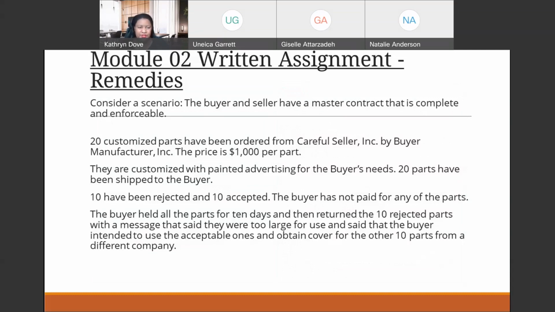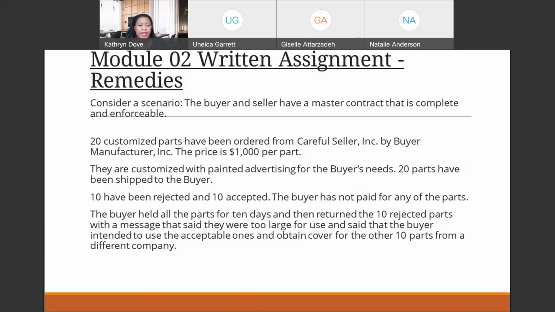So we're going to consider a scenario. The buyer and seller have a master contract. 20 customized parts have been ordered from careful seller by the buyer. Customized and specialized parts for $1,000 a part. They are customized with painted advertising for the buyer. 20 parts have been shipped. The buyer rejected 10 and accepted 10, but did not pay for any of the parts.